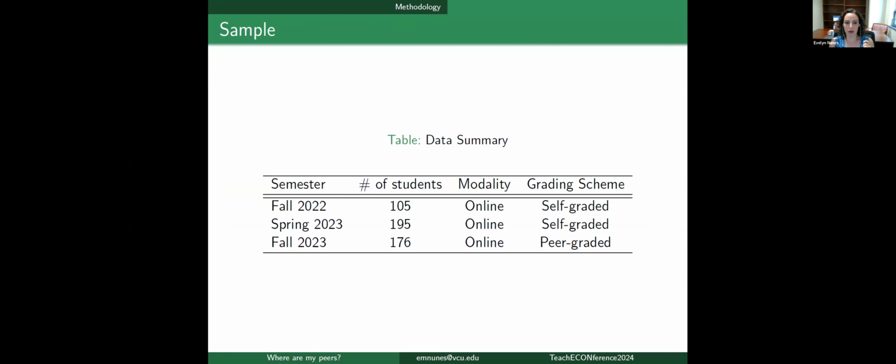So I had the 3 semesters, and you can see the number of students changed from 105 all the way to 195. My section was always online. That was the main challenge, that the class was online, and it was a large section. So I used student grading as a type of assignment.